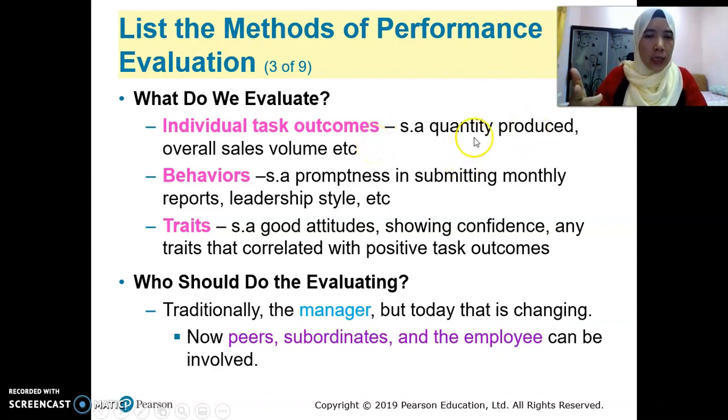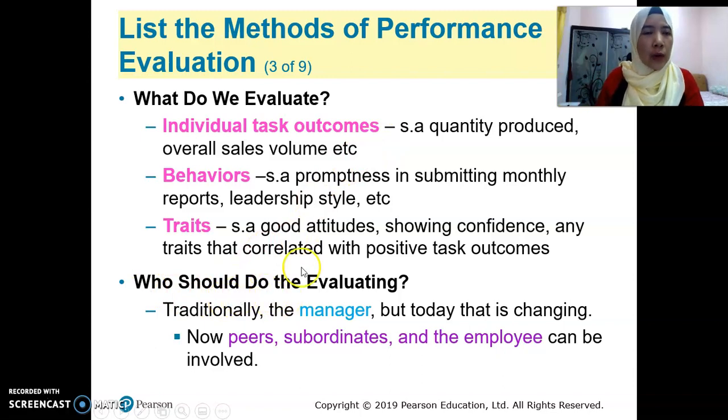For example, sales, referring to quantity and also quality. Behavior is in terms of how prompt the employees are in submitting the reports or the jobs, the tasks, and so on. Traits can be in terms of attitudes, whether good attitudes or showing confidence, or any traits that correlate with a positive task outcome. That means traits that relate to this positive task outcome.